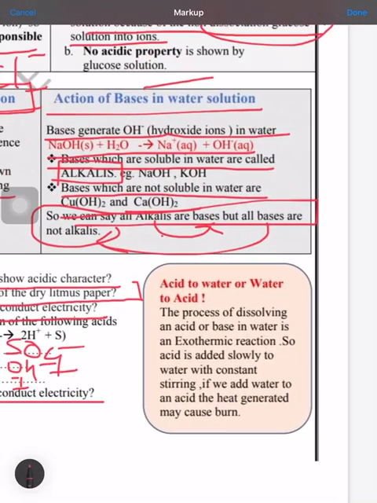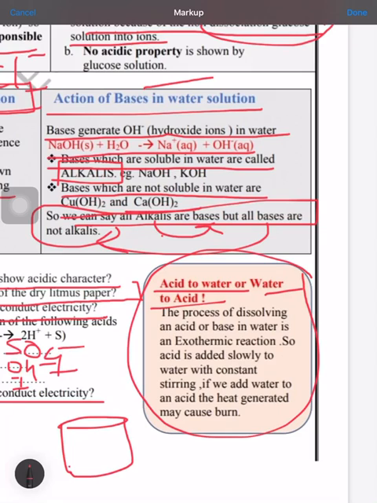This is also a very important reaction, how you have to take the acid and how you have to do the dilution process. It is about whether we have to add acid to water or water to acid. That means if it is a test tube and you have to dilute concentrated HCl, what will you take first in this test tube? The process of dissolving an acid or a base in water is an exothermic reaction. You remember the exothermic reaction, that heat will come out. So acid is added slowly to water with constant stirring.